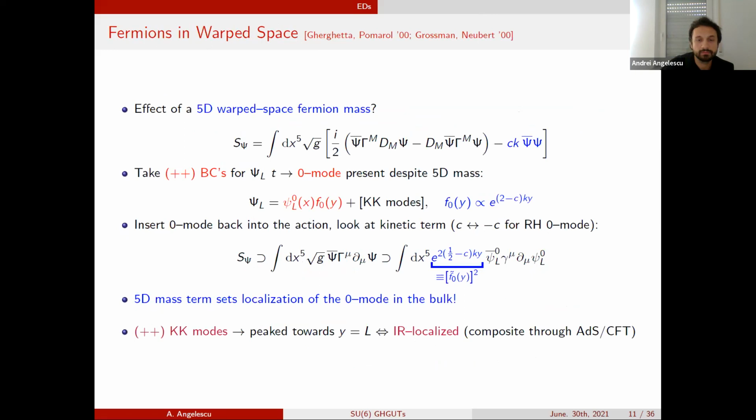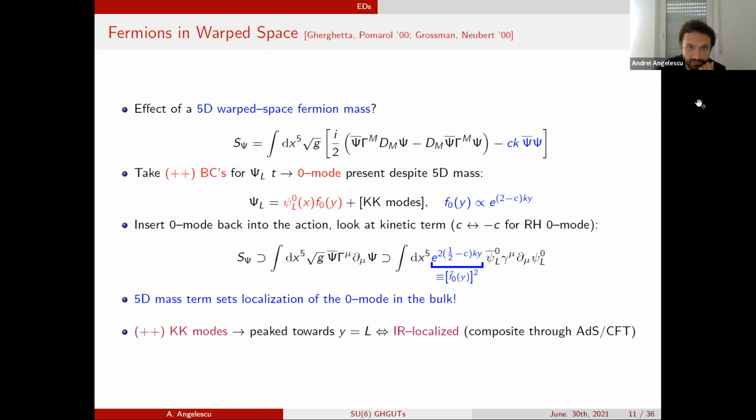So what about the kind of fields you can have? How do fermionic fields behave in 5D warped space? I think the main ingredient here would be the effect of a 5D warped space mass for a fermion.